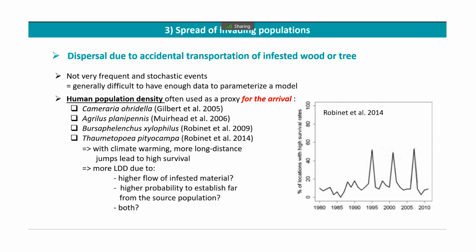And what is changing is the temperature according to the year, and we can see that more and more long distance dispersal leads to high survival. So it means that if we observe more and more pioneer colonies, we don't know if this is due to a higher flow of infested material, or due to a higher probability to establish far from the source population, or if this is a mix of both.